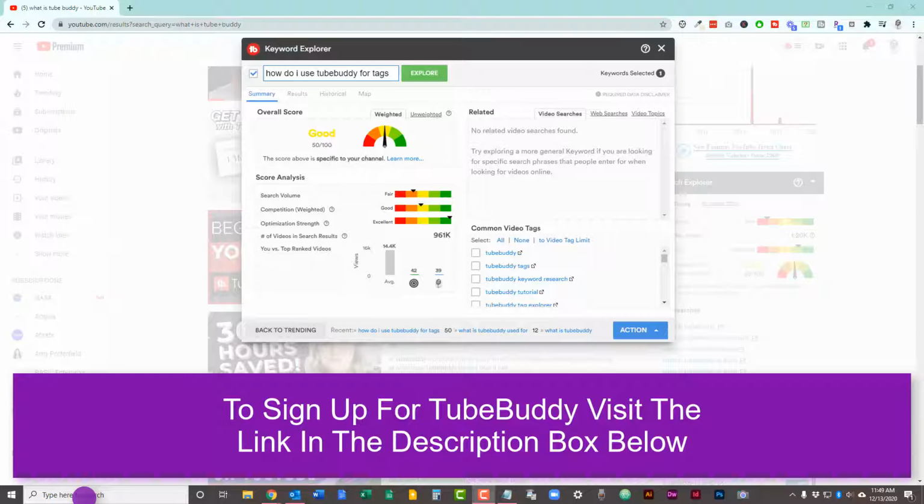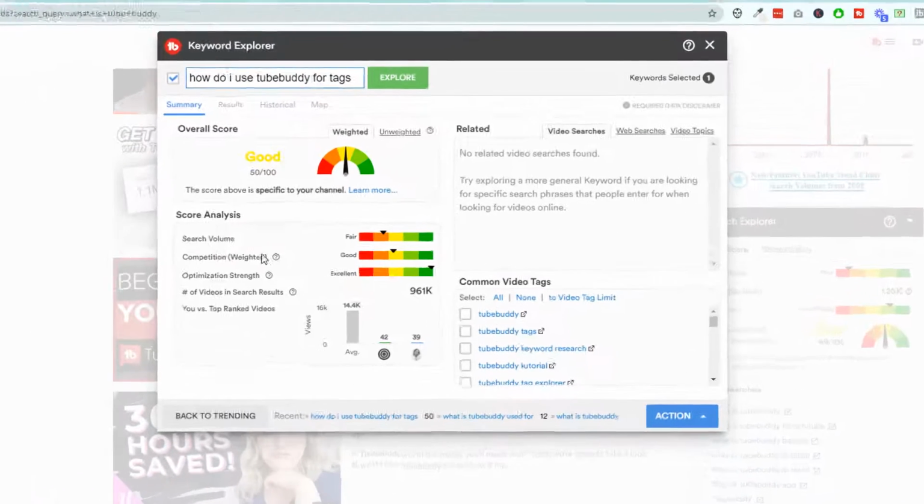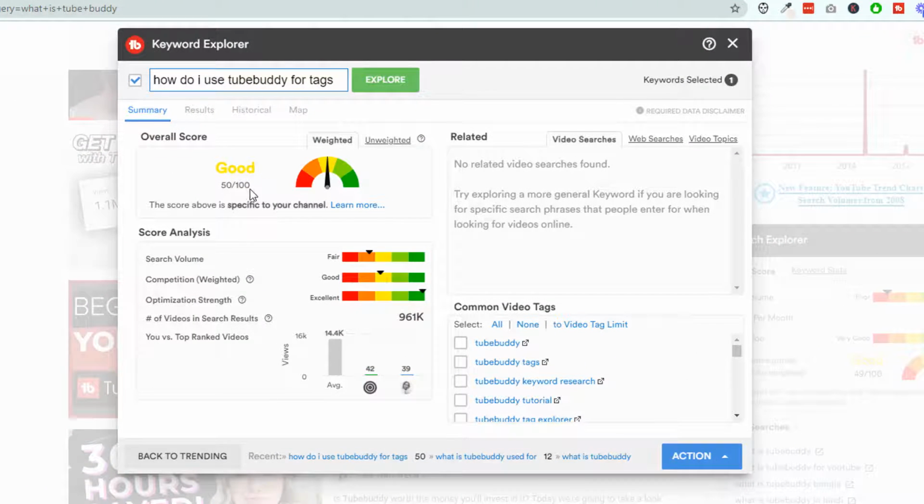Now, when I first started using TubeBuddy, I ran into this issue where it looks like it could be an okay keyword. I'm just putting this one as an example, but I've had issues where the search volume was in the green, the competition was in the green, and the optimization strength was in the green. And I'm like, so is this a good one or not?